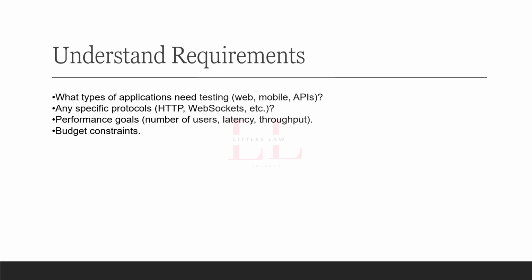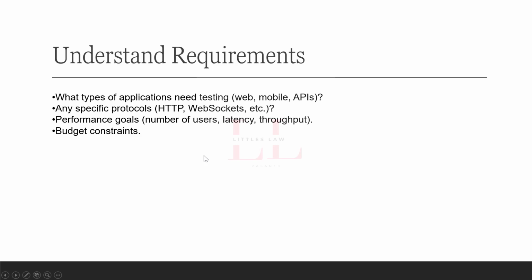We also need to consider the acceptable response times and the throughput, and then the budget constraints. We have to clarify whether we have a zero cost preference, or whether we have funds for enterprise tools. For example, if you're looking at tools like LoadRunner, NeoLoad or Tricentis, they can be expensive but may save time with built-in features. But we do have tools like JMeter, K6 and Gatling, which are open source, but we need to add more time for that.